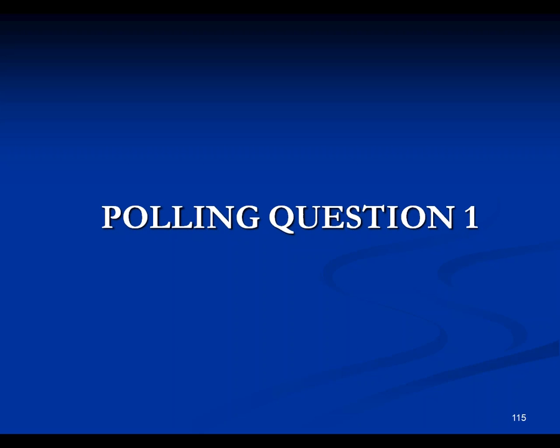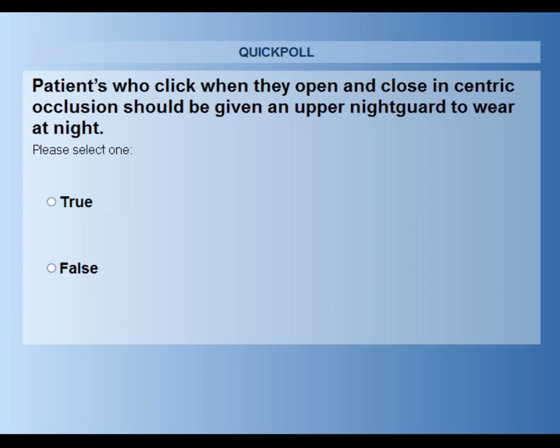What have you got, Tracy? Yes, let me go ahead and start that up. So we got patients who click when they open and close in centric occlusion should be given an upper night guard to wear at night, true or false.